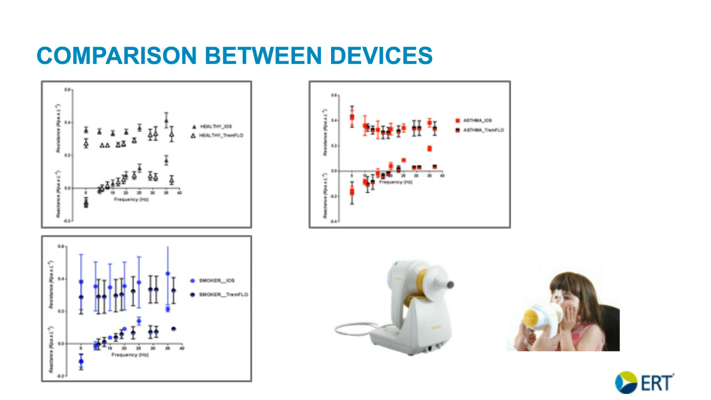But essentially, you can see that across the earlier frequencies, between around 5 and 20 Hertz, the measurements are broadly similar in the smokers and the asthma population. There is a slight difference in the resistance values between iOS and TREMOFLO at the lower frequencies in healthy subjects, however. I think the important take-home message from this is to use the same system in a clinical trial, whether it's an observational study or an interventional trial. Don't mix and match between devices in a trial. I think that's a no-brainer, but it's clearly borne out by the data.